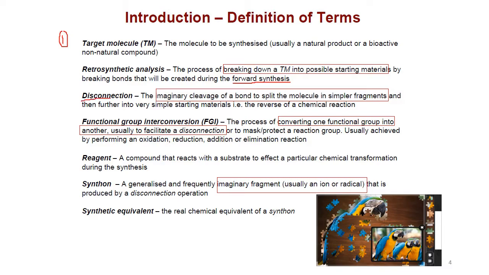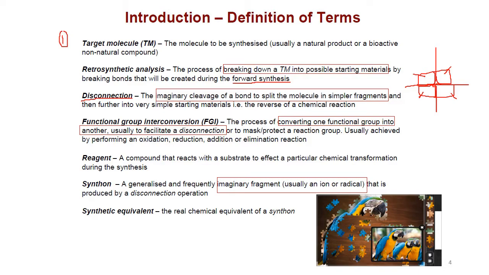Okay, the third one is disconnection. So what does disconnection mean? Disconnection refers to the imaginary cleavage of a bond to split the molecule into simpler fragments. So let's say this is a product. It consists of 4 pieces, for example. And then when we do disconnection, we want to disconnect like this. Okay, so we have 4 smaller fragments. The lines here where we split the molecule are what we call disconnections.